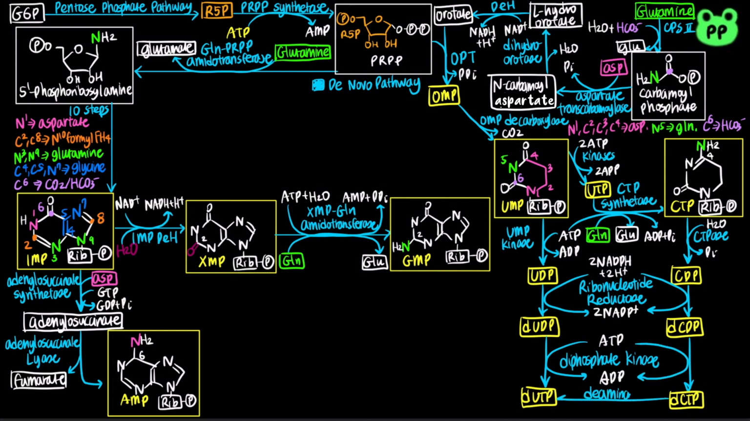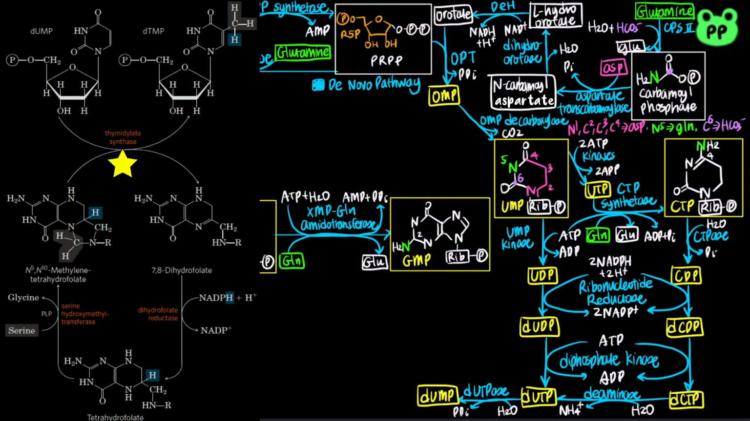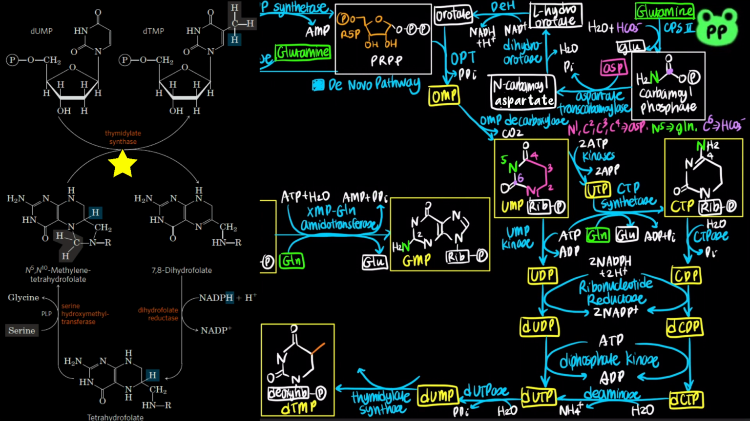dCTP can be converted to dUTP by deaminase. dUTP can undergo hydrolysis to produce dUMP and inorganic pyrophosphate. Thymidylate synthase catalyzes the transfer of 1 carbon unit from N5,N10-methylene tetrahydrofolate to dUMP, producing dTMP and 7,8-dihydrofolate, which can be reduced to tetrahydrofolate by dihydrofolate reductase, coupled to the oxidation of NADPH to NADP+.